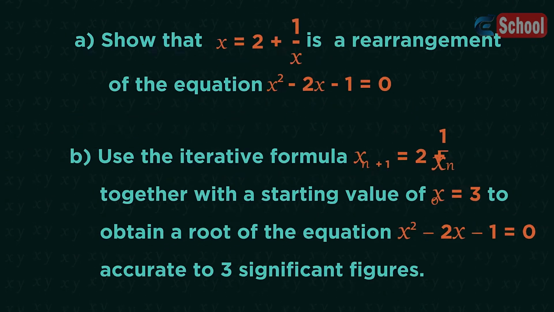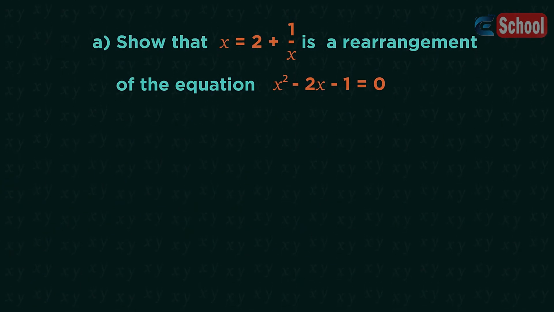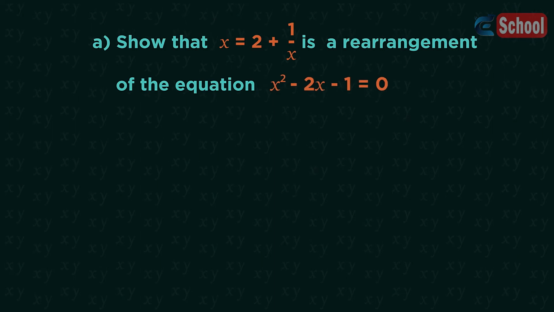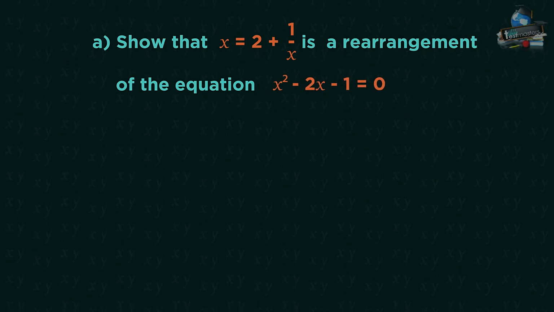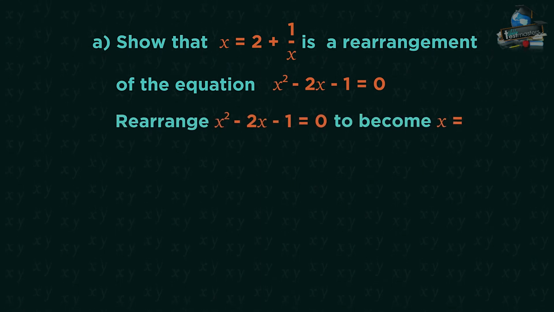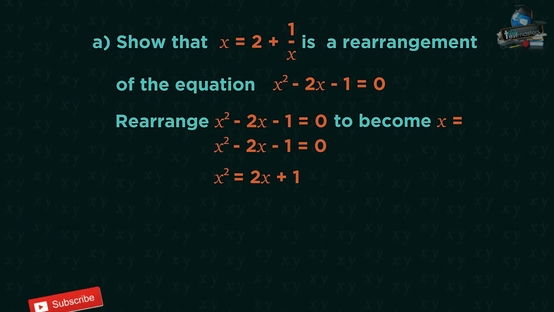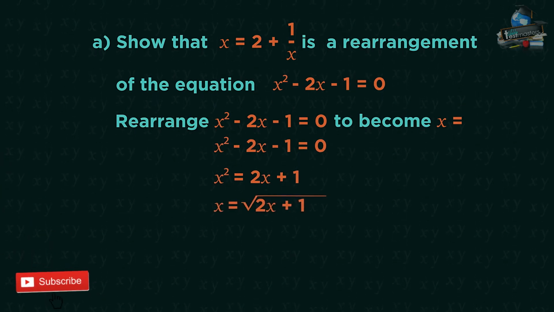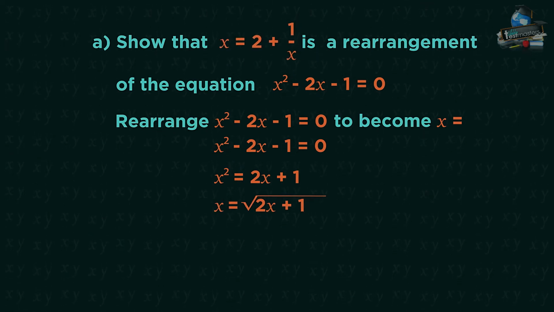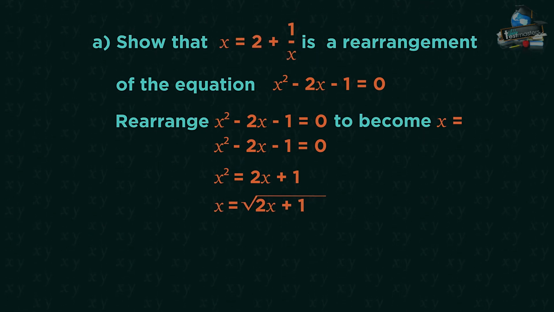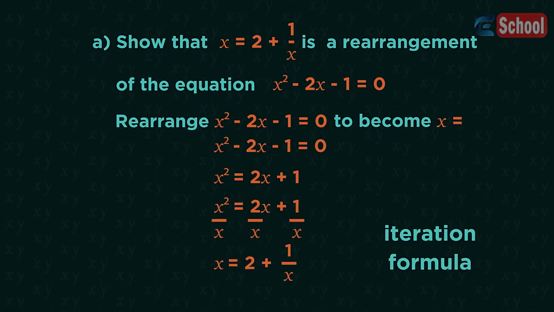Let's have a look at another example. In part A, we have to derive the iteration formula from the starting equation. This just means that we need to rearrange the first formula to become x equals. Make x squared the subject first. We could square root everything, but this isn't what the question wants. So instead, this time we're going to divide everything by x. And that's the iteration formula.